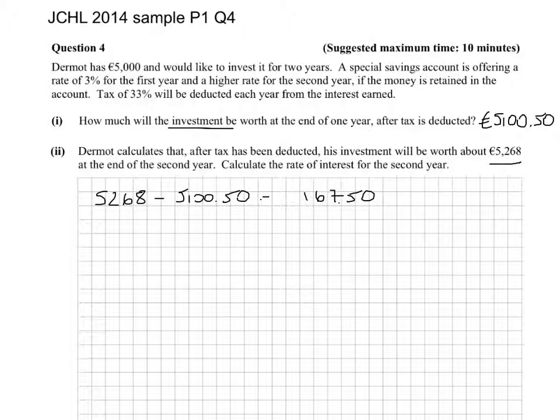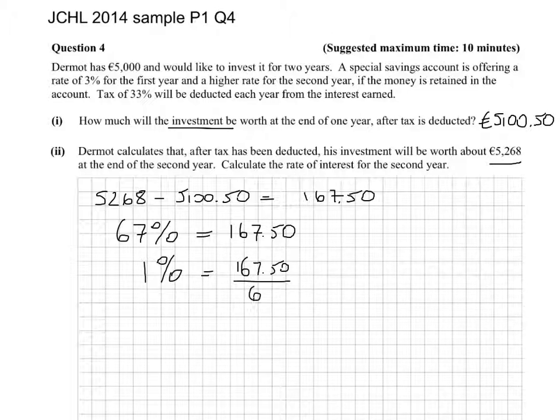But just as before, we need to be aware of the tax that's going to be taken on the interest. So this 167 euros 50 cents is after the tax has been taken off. So this 167 euros 50 cents is 67% of whatever the interest actually is. So we have to work out what 100% is by dividing that interest actually paid by the percentage that it equals, and this comes to 250 euros.